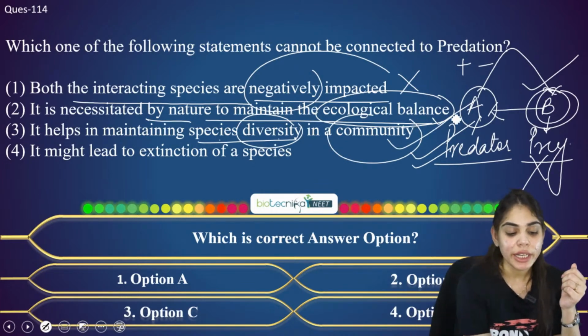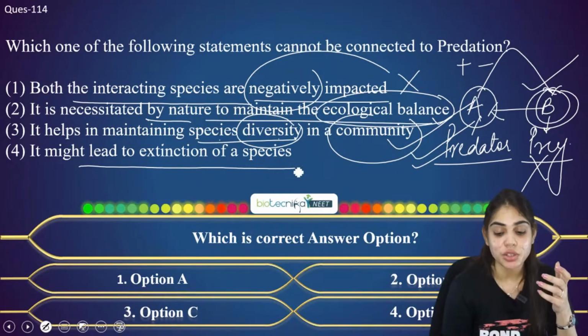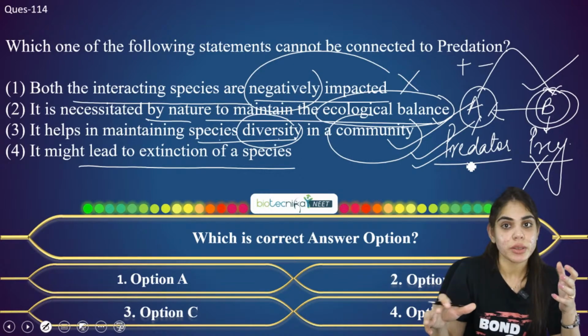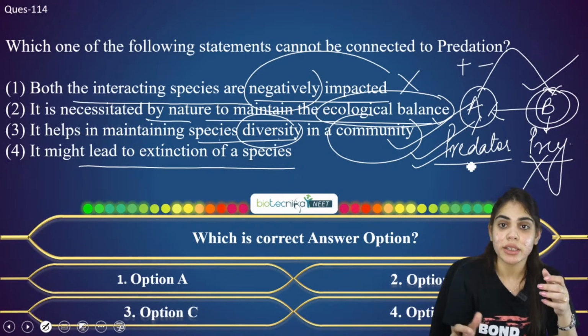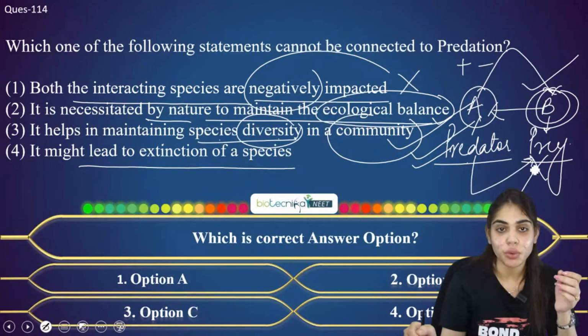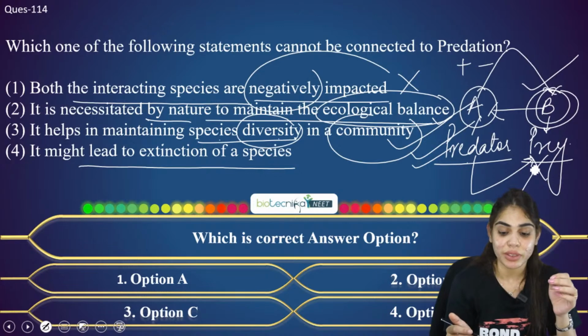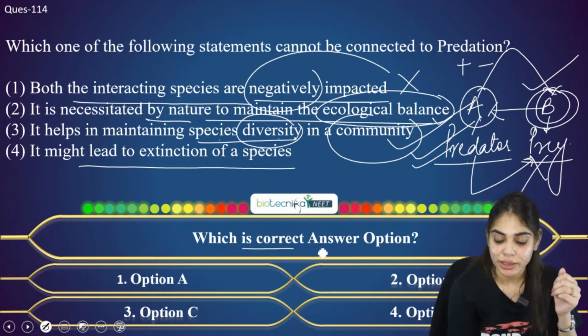Again, this is true. It might lead to the extinction of a species. Yes, it might. Suppose the predator is killing this prey, so this prey will be eliminated, right? Because it is having this prey for its food. So the prey will be eliminated, that is, it is leading to the extinction of the species. Now let's see which is the correct answer option.